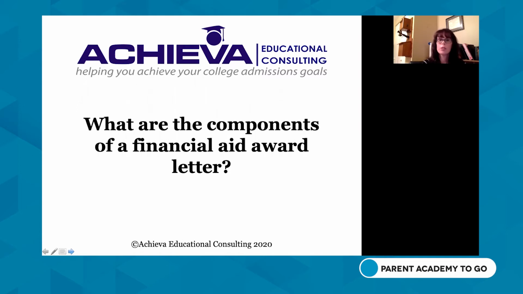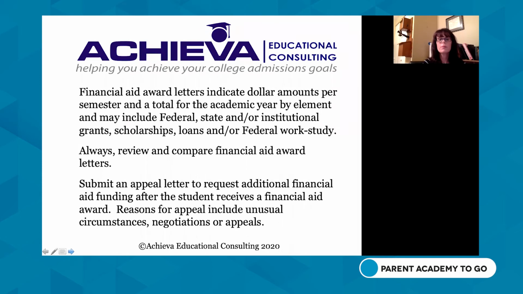What are the components of a financial aid award letter? The financial aid award letters indicate the dollar amounts per semester and the total for the academic year by individual element and may include federal, state, and/or institutional grants, scholarships, loans, and/or federal work study. Always review and compare financial aid award letters.